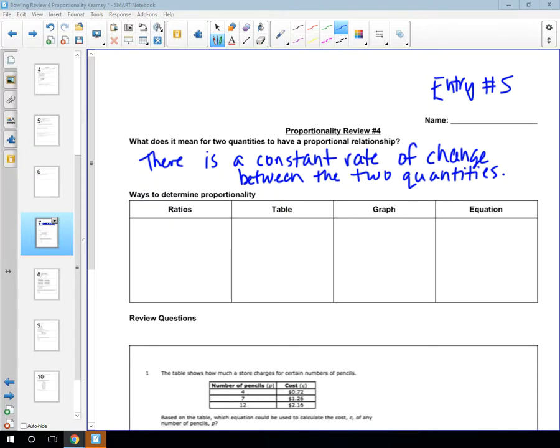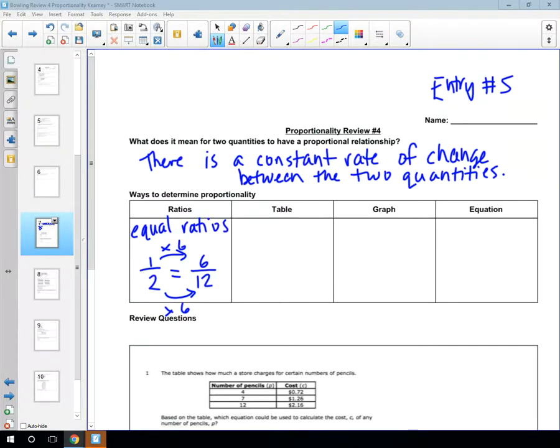One way is ratios. You can look and see if the ratios are equal. For example, 1/2 and 6/12. Are they proportional? So you can look and see what's the constant rate of change. Here we're multiplying by 6. Here we're multiplying by 6, so they are equal. So they are proportional. So equal ratios are one way to determine proportionality.